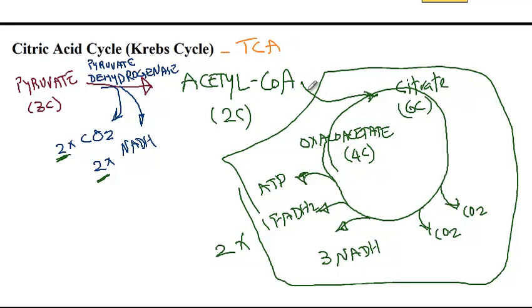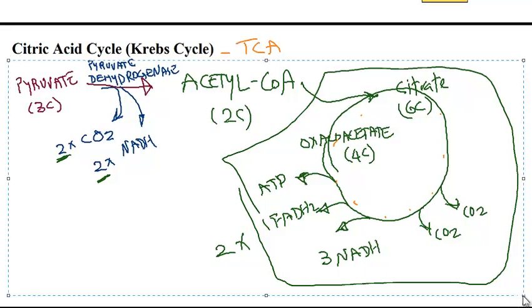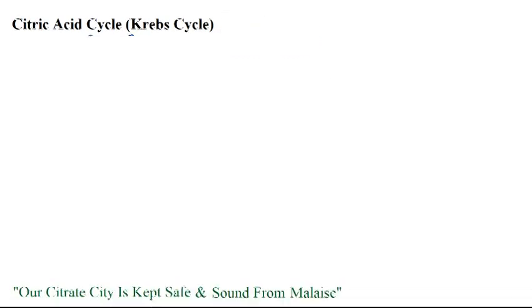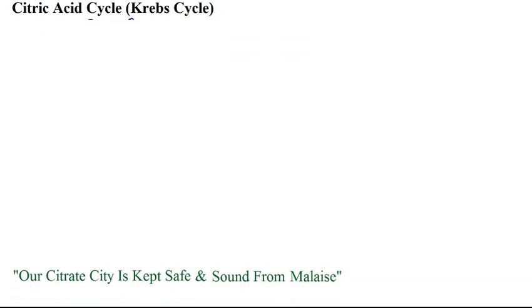Right. Next, I'd like to now go over all the reactions that are going on here in the citric acid cycle. And for that, again, I have a memory aid that I hope you'll find helpful. All right, so here is our memory aid. If you can memorize the sentence, then you can memorize all the intermediate molecules that are going through the citric acid cycle. Our citrate city is kept safe and sound from malaise.